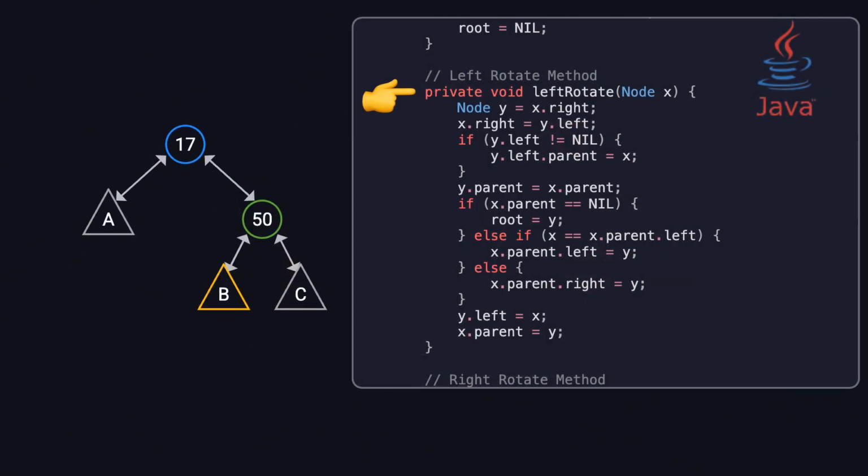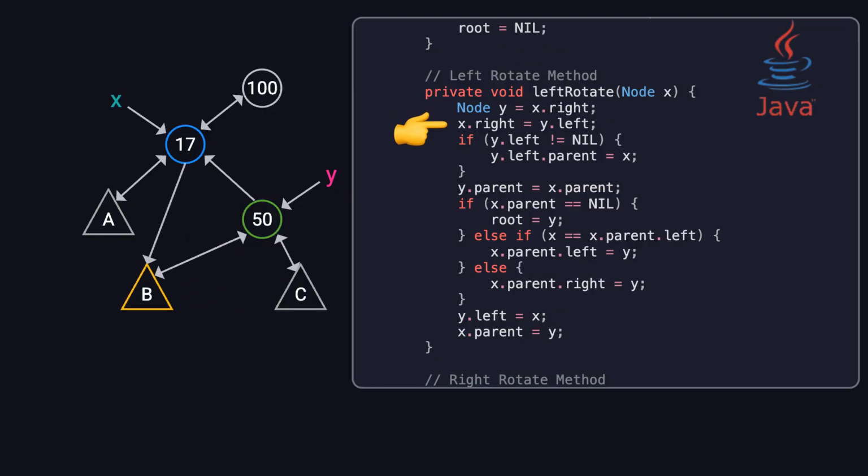Now, let's dive into the left rotate implementation. To make things easier to follow, let's assume that node 17 has a parent node, 100, and that 17 is the left child of 100. Let's break it down step by step. Suppose the subtree's root, which is passed into the function, is called x. First, we define a temporary variable y, which will point to the right child of x, in this case, node 50.